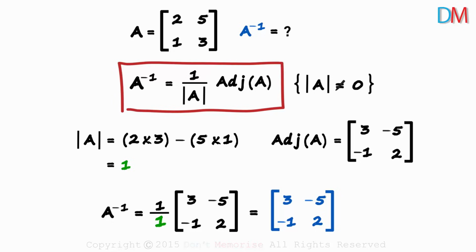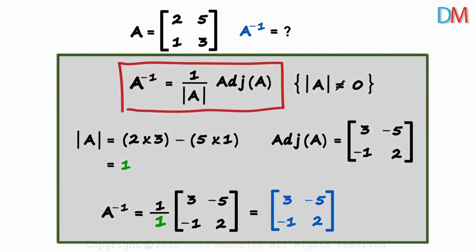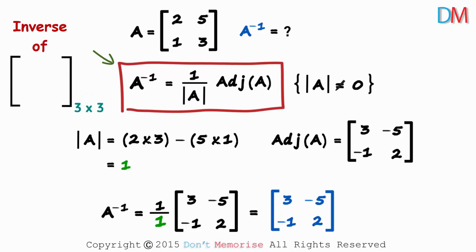To verify the answer, try multiplying matrix A with this one and you should get the identity matrix. I feel this was clearly easier as compared to the row or column operations. In the next part of the video, we will find the inverse of a 3 by 3 matrix using this formula.